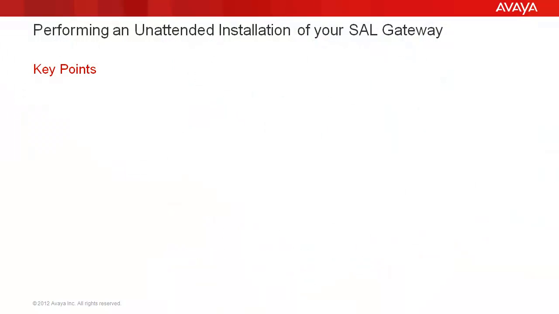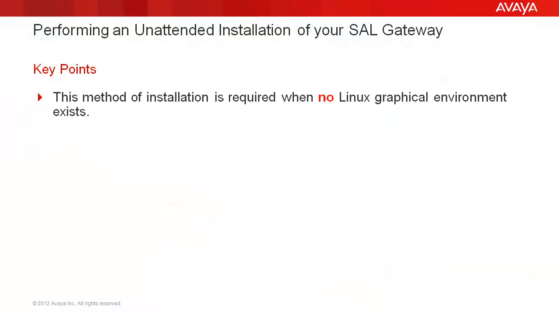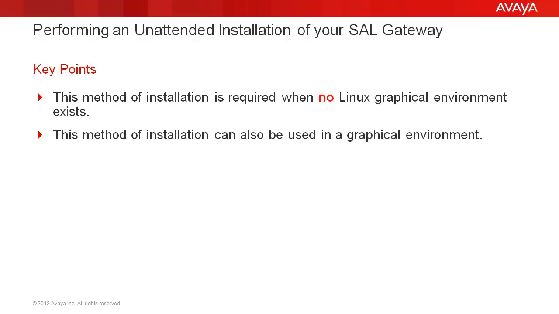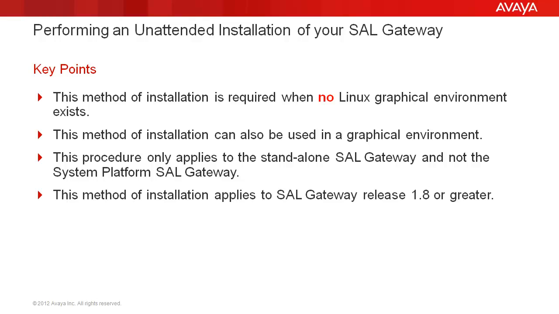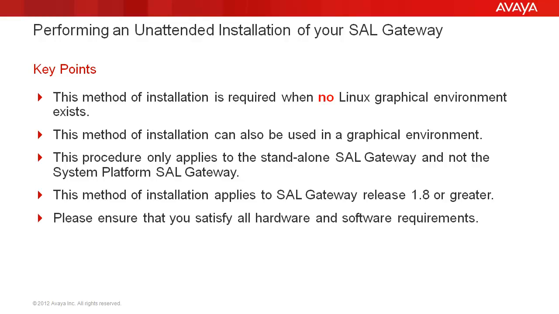Let's go over a few key points before we begin. This method of installation is required when no Linux graphical environment exists. This method, however, can also be used in a graphical environment if your preference is to operate purely in a command line setting. This procedure only applies to the standalone SAL Gateway and is not applicable to the SAL Gateway on system platform. This method of installation will work on any version of the standalone gateway 1.8 or greater. Lastly, remember that you still need to ensure that you've satisfied any and all hardware and software requirements prior to installing your SAL Gateway software.